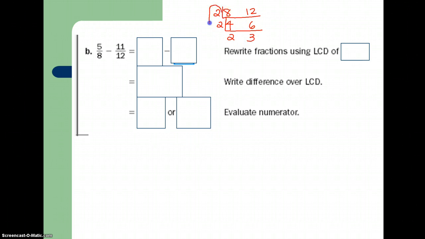Now I can multiply the left side and the bottom last two numbers, because I couldn't take anything out of 2 and 3 together. 2 times 2 times 2 times 3, which is 4 times 6, which is 24. That means the LCD is 24.